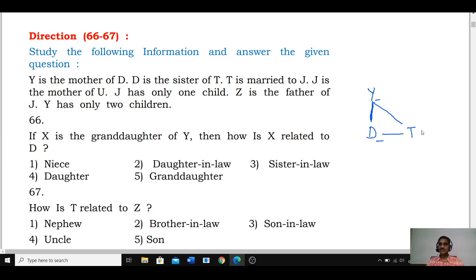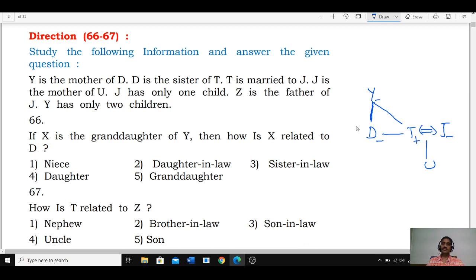T is married to J. Hence T and J are married to each other. And J is the mother of U. J is a female. As J is a female, J is married to T, a male. Now the gender of T can be identified. J has only one child. That means T and J have only one child, that is U.